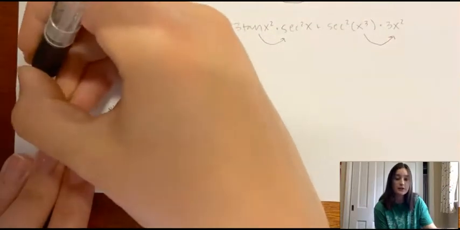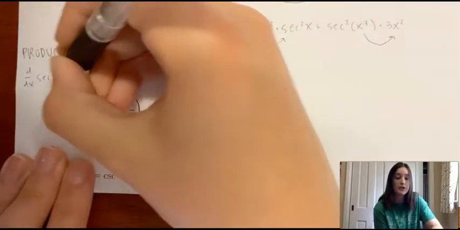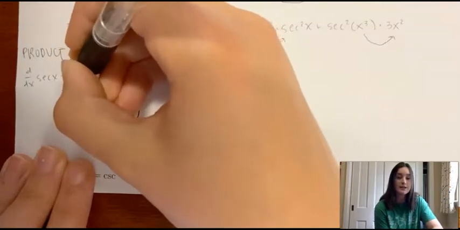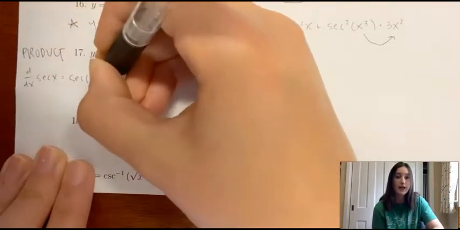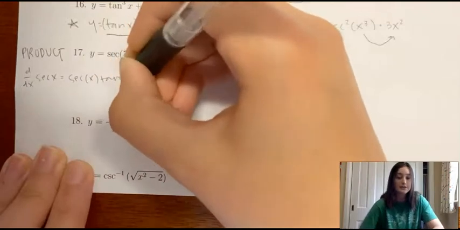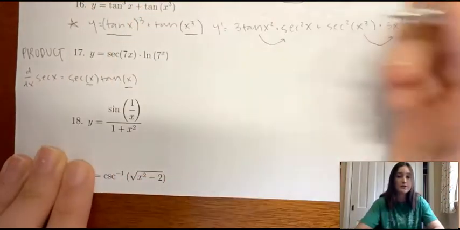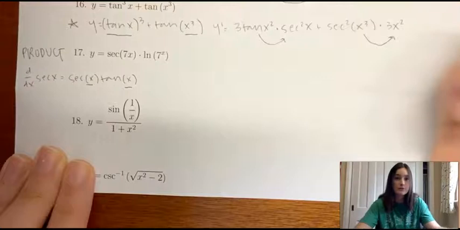I didn't underline it on this one, but just know that the first part is secant 7x, and the second part is going to be the ln of 7 to the x. So I just wrote out this derivative because I think it's a tricky one to remember. But just remember that the derivative of secant x is secant x tan x.